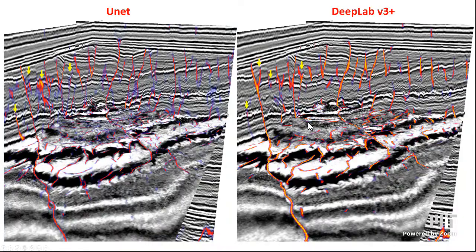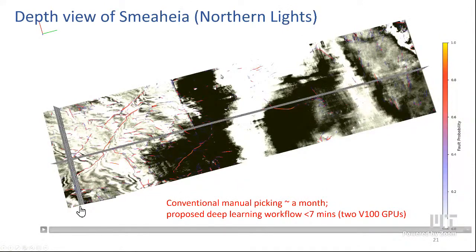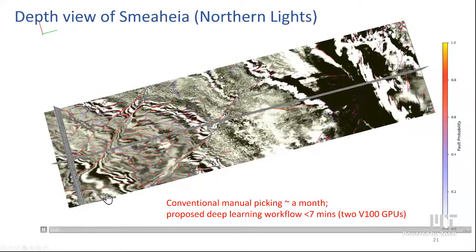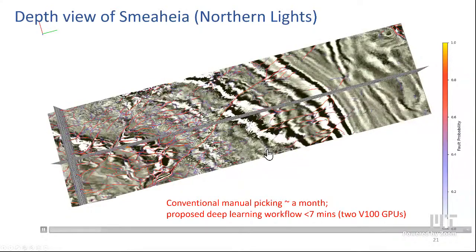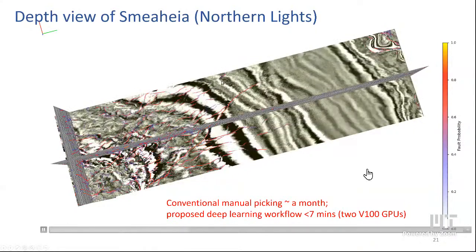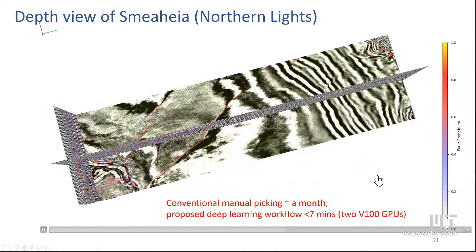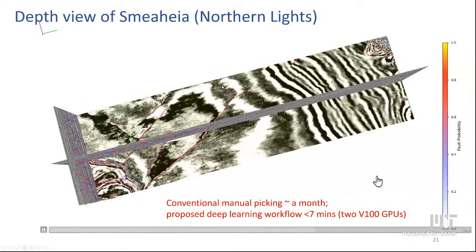And our best result comes from the combination of the UNet of sampled grid together with the DeepLab. And the green arrows indicate areas where the faults are predicted more accurately compared to the missing parts on the left. So also a depth movie showing the prediction throughout the 3D volume, which only took less than 7 minutes versus human picking probably taking around a month. So this dramatically reduced the picking time.